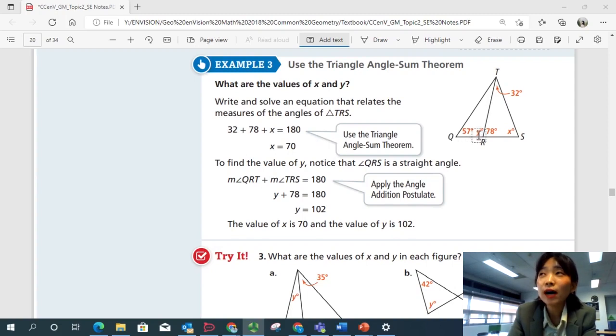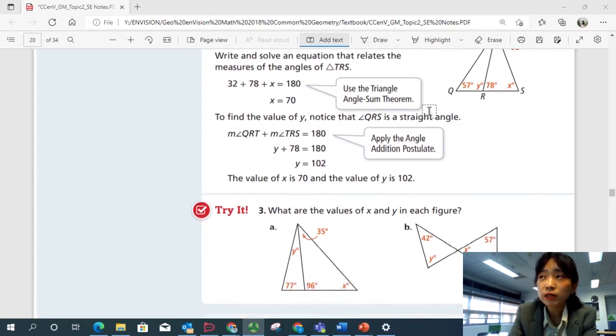To find the value of y, notice that angle QRS is a straight angle. So you know the relationship between y and 78, right? They're going to make a linear pair. So 180 minus 78 would give you the angle of y, which is just 102. So the value of x is 70 and the value of y is 102. So use the triangle angle sum theorem and the linear pairs theorem to figure out the missing angles. Use whatever you've learned so far to figure out the missing angles.